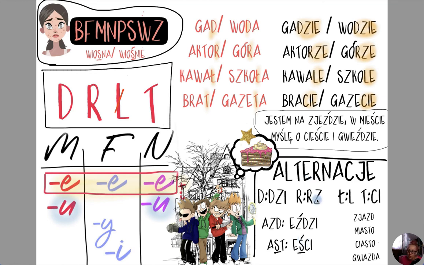There is something that we call a triple alternation in Polish. You don't even have to know it's triple alternation, okay? Look, please, at these four words. Zjazd, which could mean a reunion or a convention. Miasto, which is a city or a town, neuter noun. Ciasto, which is a cake, and gwiazda, which is a star.